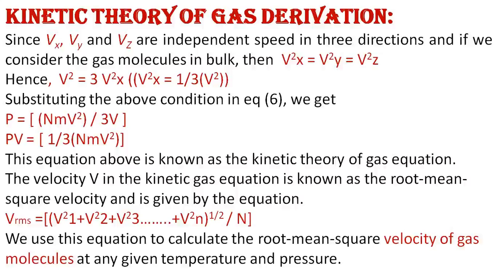The velocity in the kinetic gas equation is known as the root mean square velocity and is given by the equation v RMS equals the square root of v1 square plus v2 square plus v3 square up to vn square, over N. So we use this equation to calculate the RMS velocity, that is, the root mean square velocity of gas molecules at any given temperature and pressure. So that is the equation of the kinetic theory of gas.